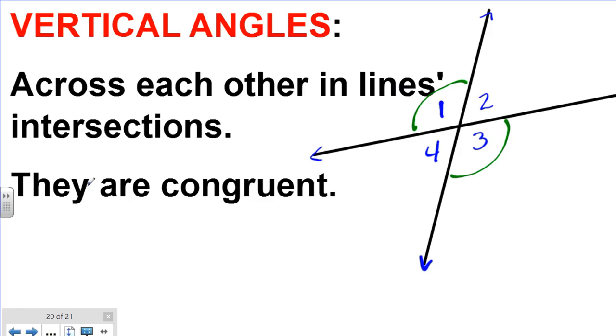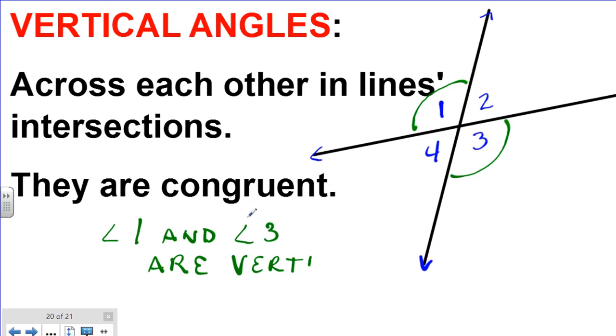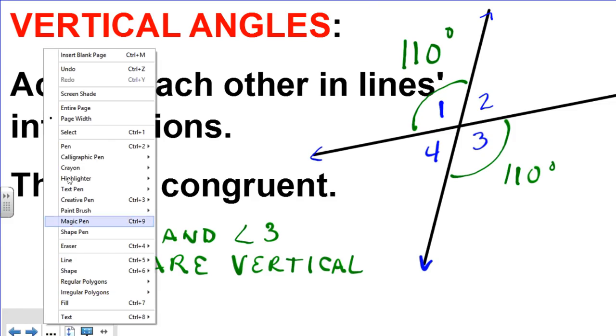So you would say, in this case, angle 1 and angle 3 are vertical. And not only that, they are congruent. So let me just give this the eyeball test. I'll say that angle 3 is 110 degrees. That means that angle 1 must also be 110 degrees. That's what congruent means. And there's one more pair of vertical angles here.